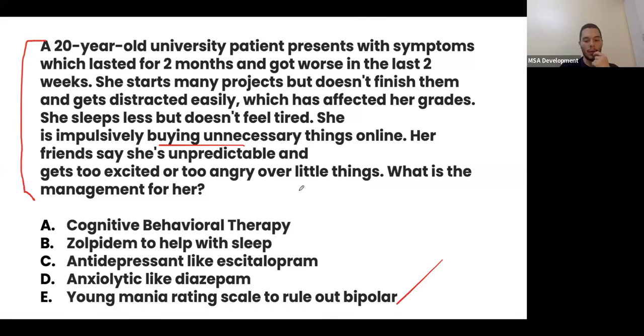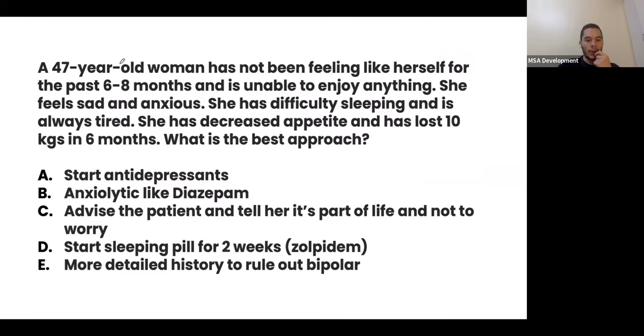Nice. Okay, a 47-year-old woman has not been feeling like herself for the past 6 to 8 months, and is unable to enjoy anything. She feels sad and anxious. She had difficulty sleeping and is always tired. She has decreased appetite and lost 10 kgs in 6 months. Perfect. Again, more detailed history to rule out bipolar. Why? Because you can't start her on antidepressants, because if you do, she could go manic.